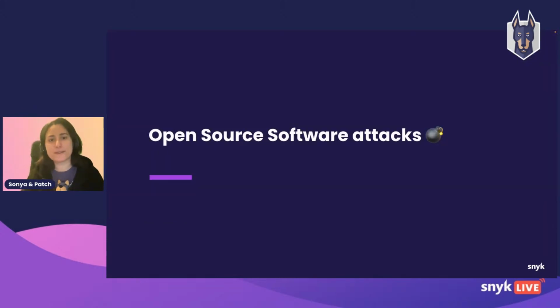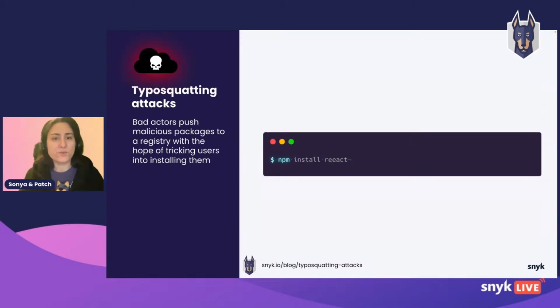So let's have a look at some of the open source software attacks. The first one is typosquatting attacks. Typosquatting attacks take place when bad actors push malicious packages to your registry with the hope of tricking users into installing them. This is quite similar to website phishing attacks that exploit typos made by individuals who may accidentally type a wrong address. Here we have an example with the package React with a typo. In that case, you will not install React, but a malicious package that has a completely different end goal.